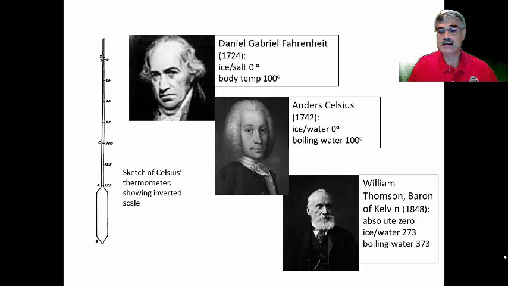Actually, Celsius had his temperature scale inverted initially, with the freezing of water being at 100 and the boiling of water being at 0. Okay, and over to the left on this slide is a sketch of Celsius's thermometer showing that he had an inverted scale in his original definitions. But a year later, a colleague from France, Jean-Pierre Christin, inverted the scale, with 0 being the freezing point of water and 100 degrees being the boiling point of water.